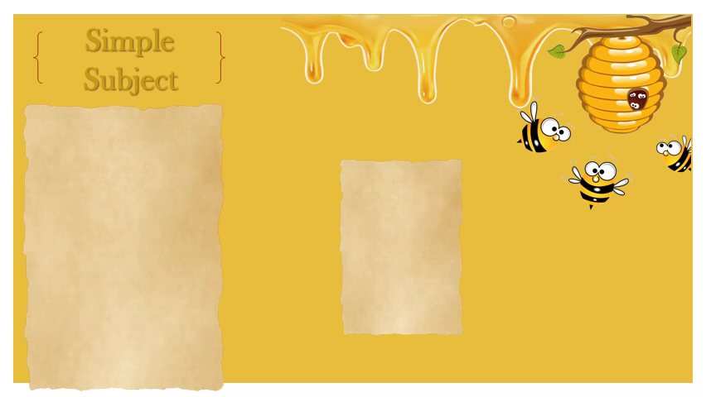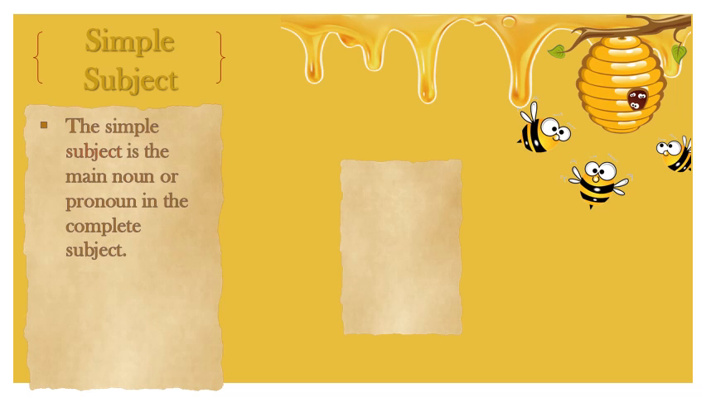Now we have to talk more about the subject. We have to talk about the simple subject. What is the simple subject? When do we say we have a simple subject? The simple subject is the main noun or pronoun in the complete subject. You see, the simple subject is a part of the complete subject. It's the main noun or pronoun. In other words, it's mainly what I'm talking about.